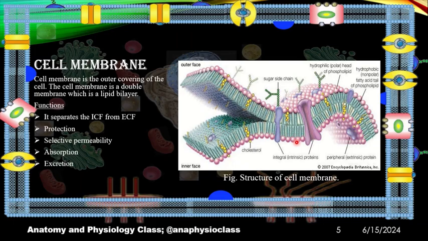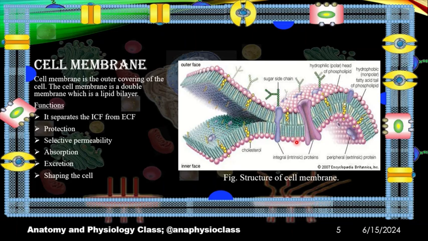Excretion. So harmful waste substances or metabolic waste that are produced as a result of cellular activities are excreted by the cell membrane by different modes of transport across cell membrane, which we are going to see later.